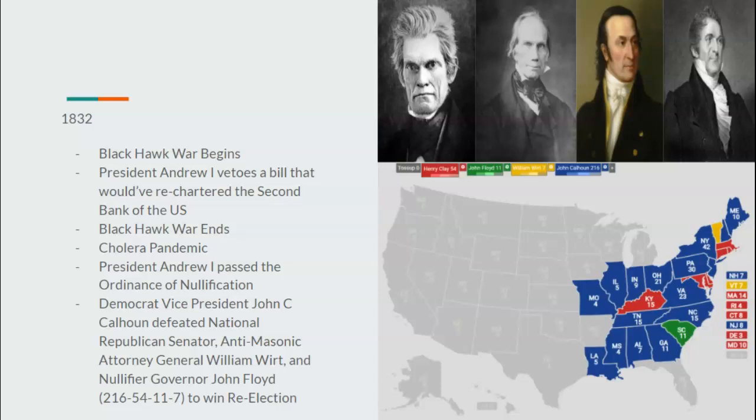In the 1832 vice presidential election, Democrat Vice President John C. Calhoun defeats National Republican Senator Henry Clay, anti-Masonic Attorney General William Wirt, and nullifier Governor John Floyd, 216 to 54 to 11 to 7 to win re-election.